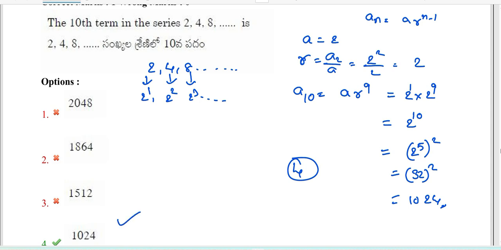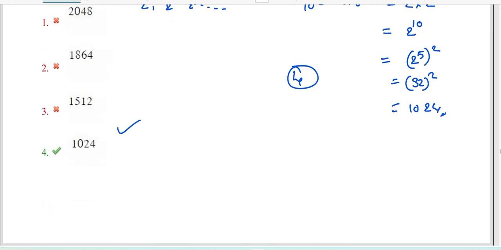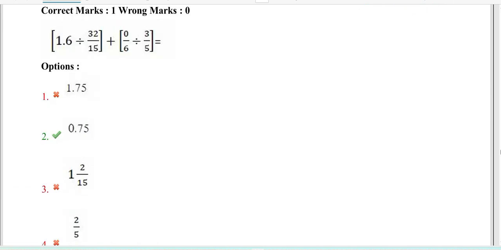Okay. See, in paper 1 we are asked to solve problems from the 10th class chapter, the progression chapter. So those preparing for paper 1, don't limit your preparation up to 8th standard. Let us see the next question.